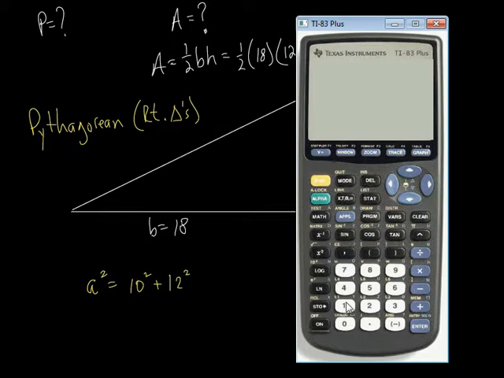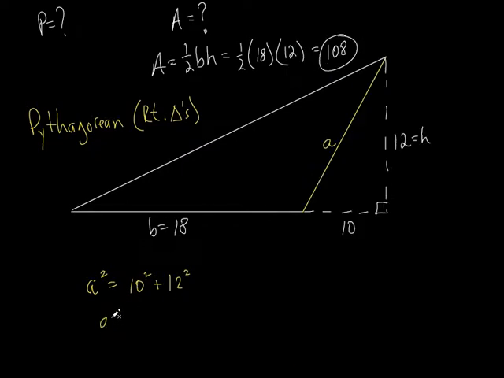Okay, so let's do this. 10 squared, you should know that already. That's 100, right? Plus 12 squared, you should know that already. What's that? 144 plus 100 is what? 244. Let's take the square root of that. So let's take the second function, square root of that, and that's about 15.6. All right, so A is 15.6.